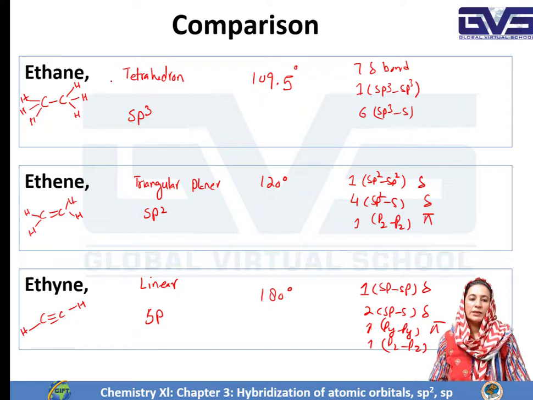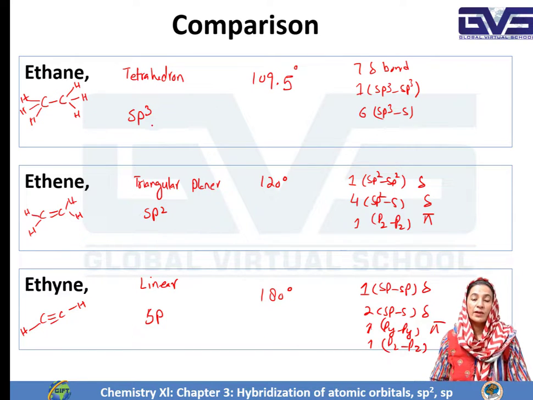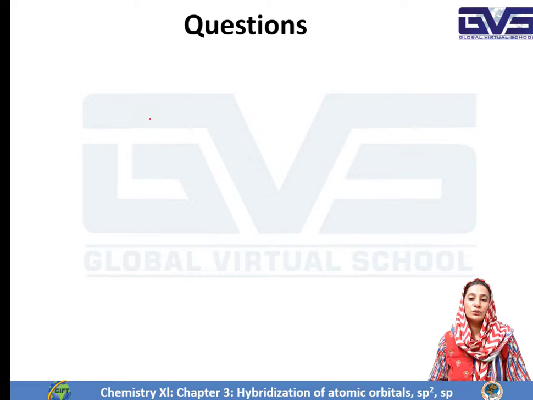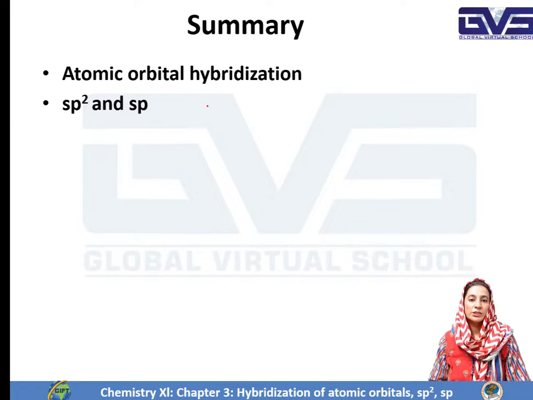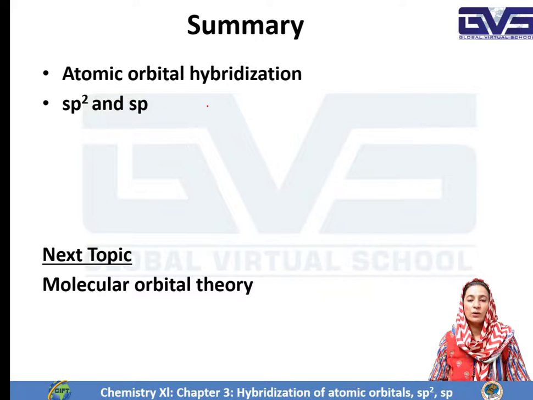So students, this is the comparison, and it explains how hybridization explains the tetravalency of carbon, and in the previous discussion the trivalency of boron and divalency of beryllium. So the usual questions asked in exams are about drawing the shapes of methane, ethane, ethene and ethyne on the basis of hybridization. Hopefully this will be clear for you. So this was all about hybridization in today's sp2 and sp, and previously we discussed sp3. Students, our next topic will be molecular orbital theory.